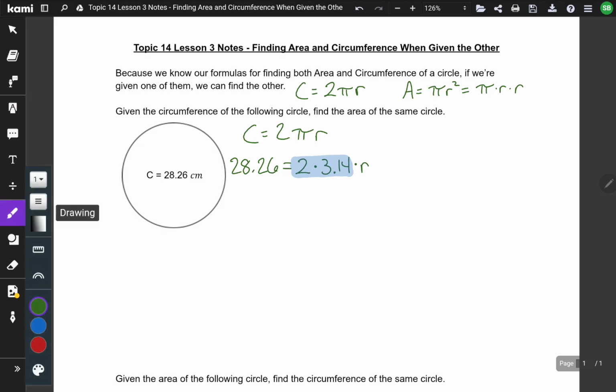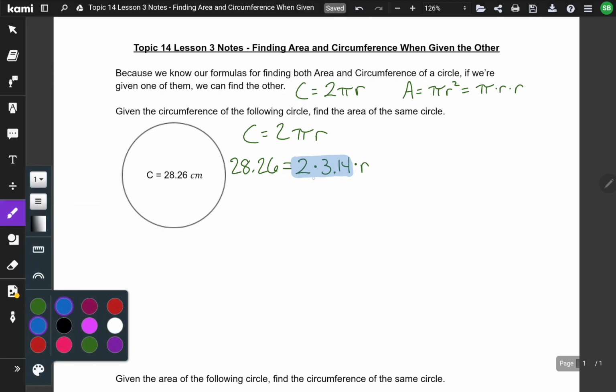Well, to do that, what I can do is combine them. Those are like terms. I can multiply those. 2 times 3.14 is going to give me 6.28. If you can't do that in your head, feel free to type that into a calculator. So what we really know here is that 28.26 equals that 6.28 times the radius.